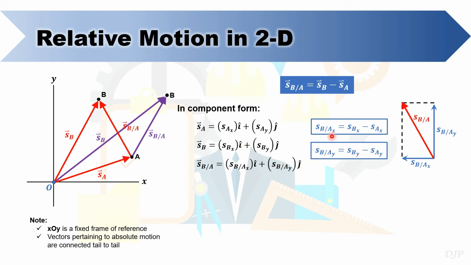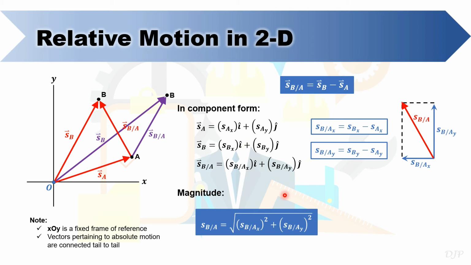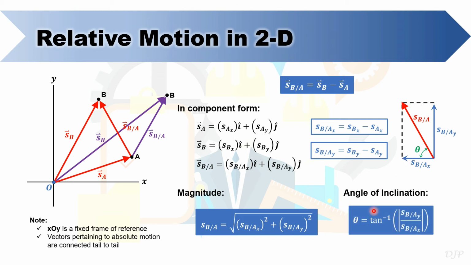After determining the x and y components of the relative position, we can now compute its magnitude by using the Pythagorean theorem. And when it comes to the direction of the relative position, we can solve for the angle of inclination, which for this example is represented by angle theta with respect to the horizontal. By applying trigonometry, angle theta is equal to the arctangent of the absolute value of the fraction of the y component over the x component. Let us now apply this flow of analysis in our third sample problem.